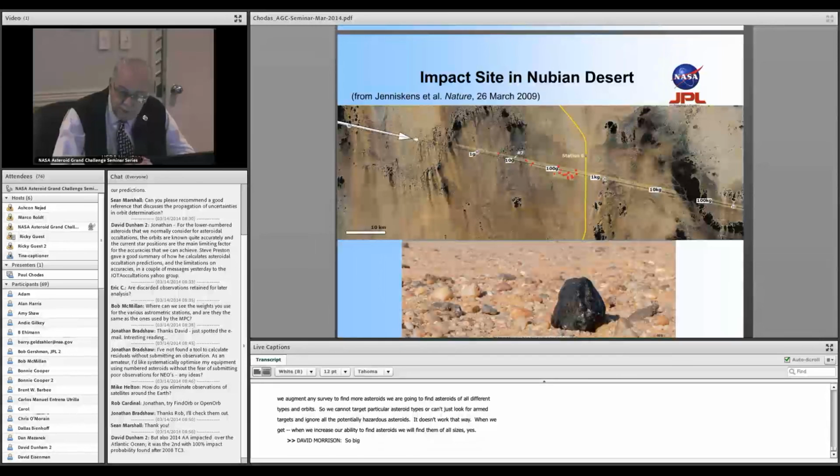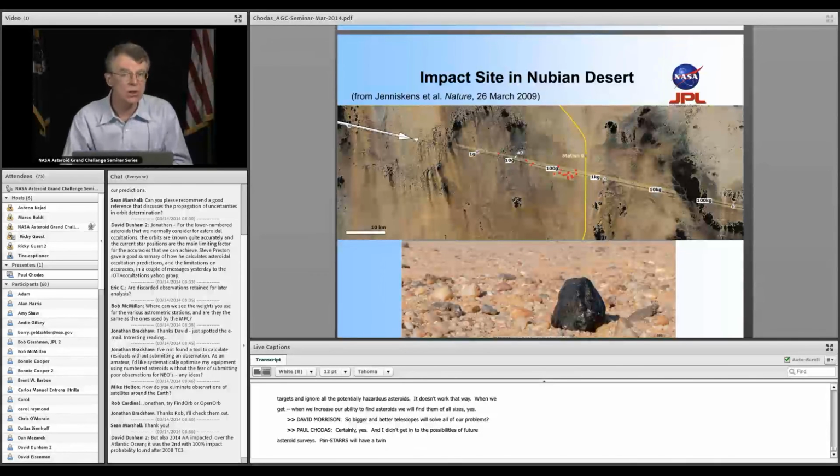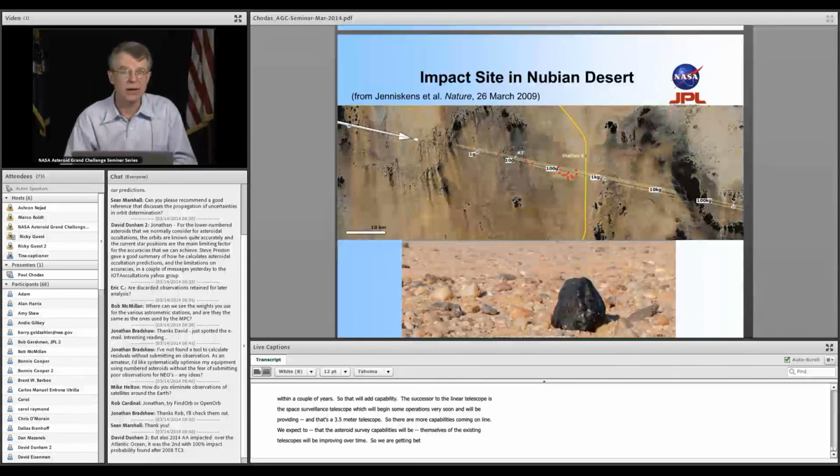So bigger and better telescopes will solve all of our problems. Well, certainly, yes. And I didn't get into the possibilities of future asteroid surveys. Pan-STARRS will have a twin, Pan-STARRS 2, which will be coming online within a couple of years. So that will add capability. The successor to the LINEAR telescope is the DARPA Space Surveillance Telescope, which will begin some operations very soon, and that's a 3.5 meter telescope. So there are more capabilities coming online. We expect that the survey capabilities of the existing telescopes will be improving over time. So we're getting better and better at covering the sky.